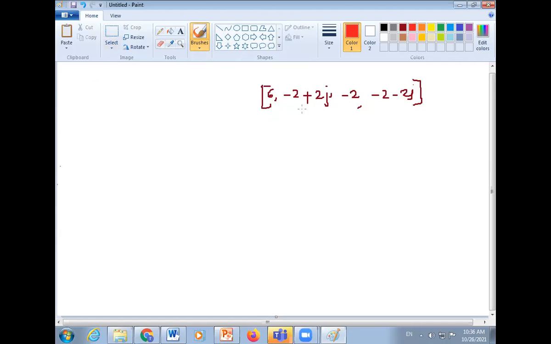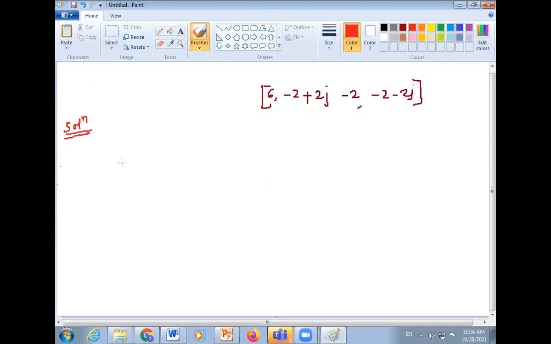Note down this: 6, minus 2 plus 2j, minus 2, minus 2 minus 2j. Just note down this: 6, minus 2 plus 2j, minus 2, minus 2 minus 2j. Now let's write a solution for this. Solution.